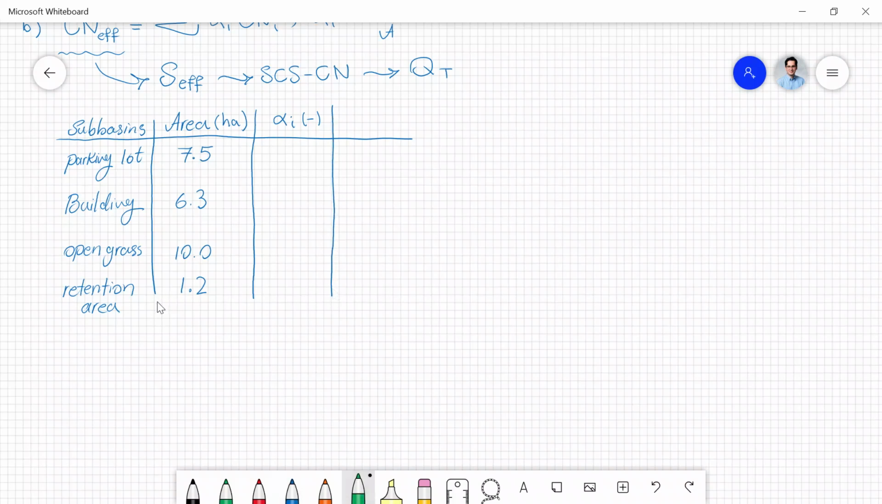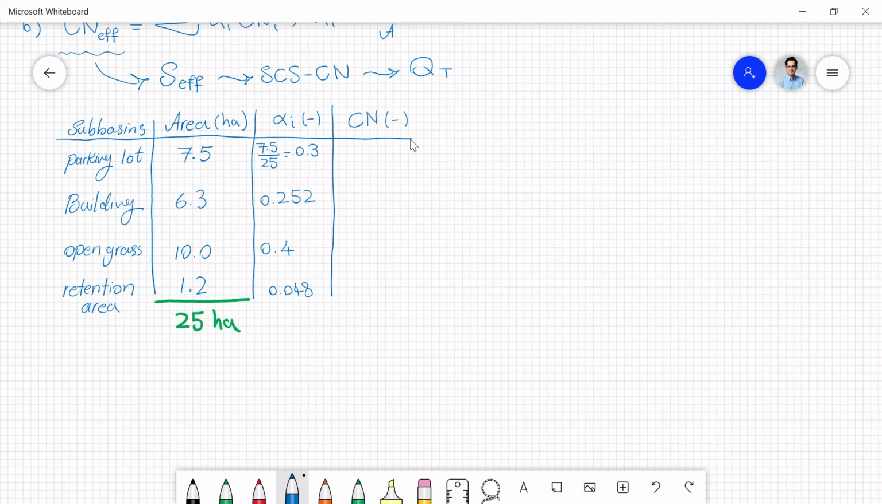I'm going to calculate the summation of areas and write it over here. The summation of areas would be 25 hectares. And now I can calculate alpha sub I. For the first one, for example, it would be 7.5 divided by 25 hectares, which is equal to 0.3. Similarly, I can write it for all others. Next, I'm going to write the given curve number in the problem statement, and curve number is also a dimensionless number.